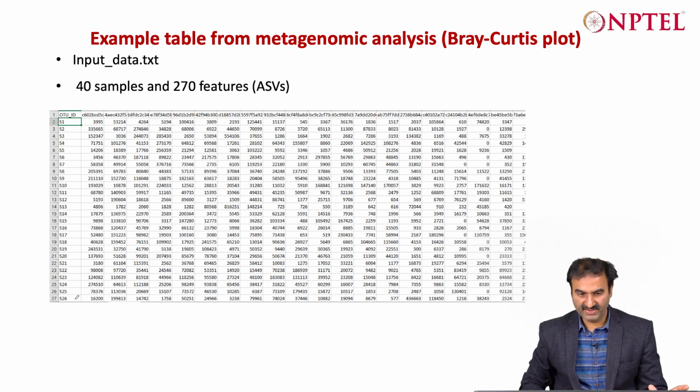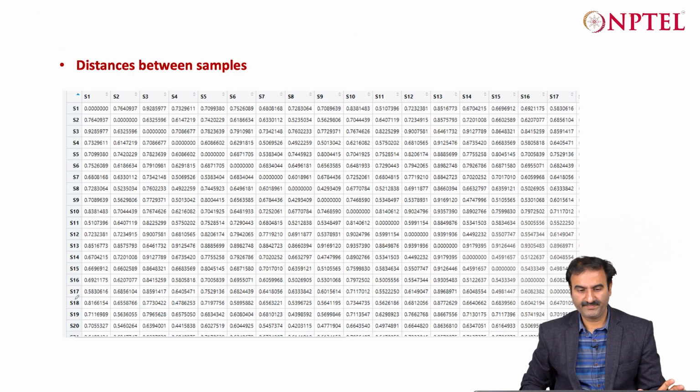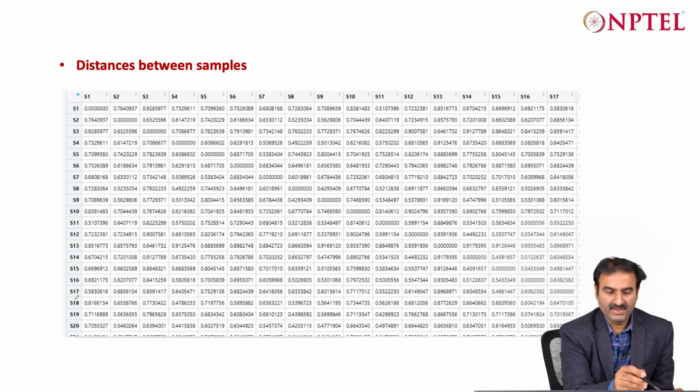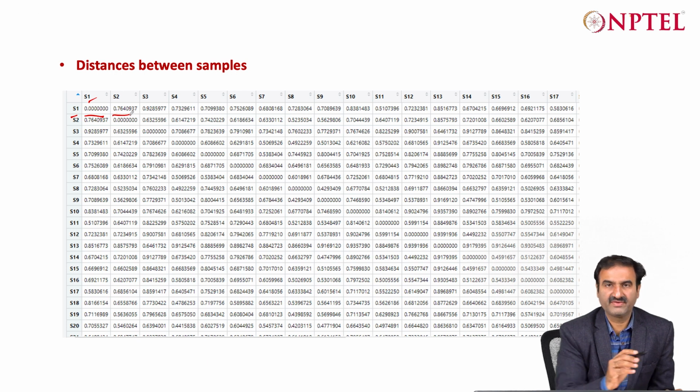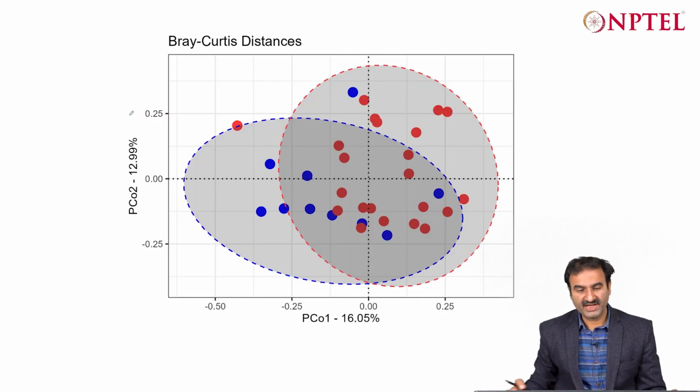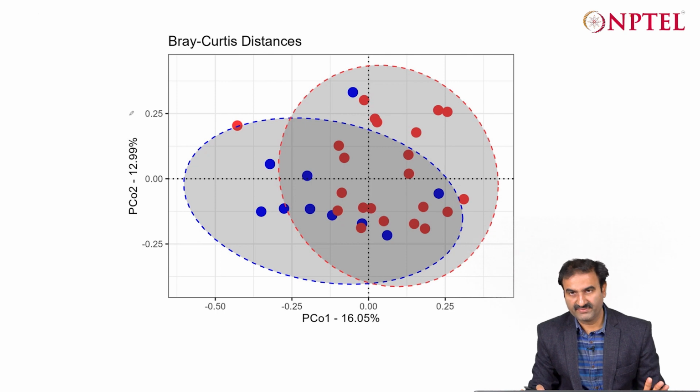So like this was the total data, okay, and the distance between the samples that we have calculated is here, S1 S2, basically between the sample S1 with S1, S2 with S2, because S1 and S1 are the same, the distance is 0. Between S1 and S2 the distance is this. So this matrix will be actually translated into a figure like this, okay, the plot that I was mentioning.